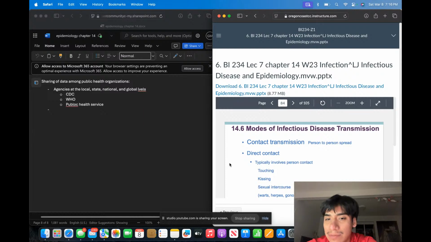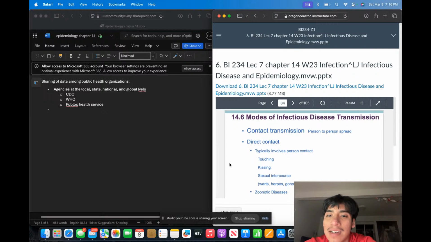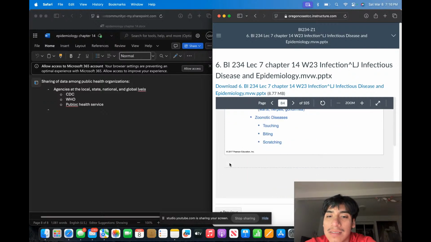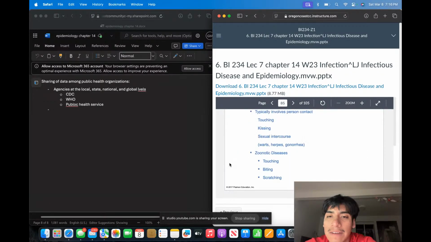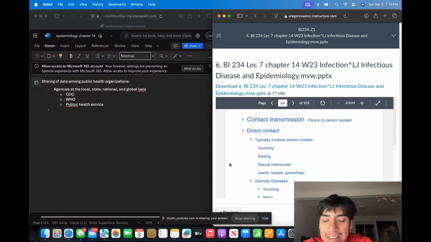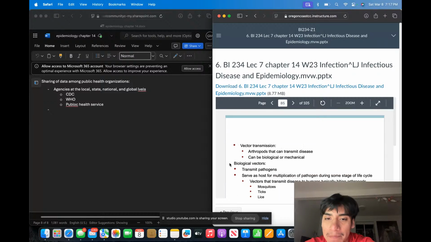I think just be familiar with those modes of infections. So there's contact transmission from person to person. Oh, okay. So there's some stuff here. We'll just go over it. So direct contact typically involves person to person touching, kissing. Zoonotic diseases would be like touching and biting and scratching from your cat.